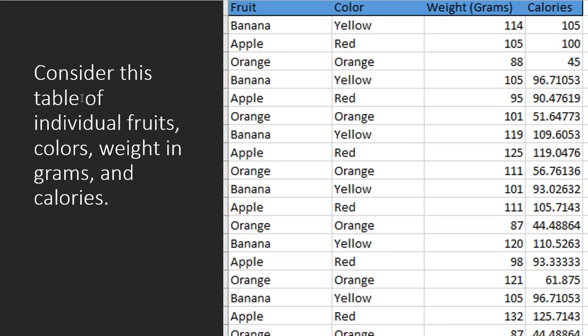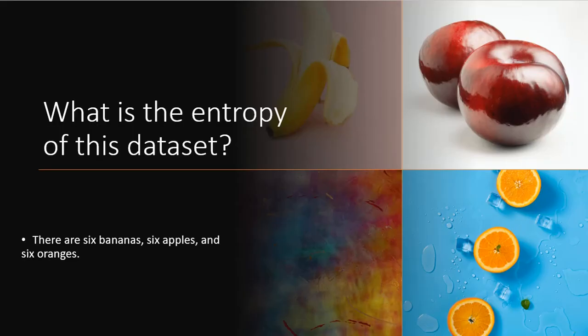So this table of individual fruits has colors, weight in grams, and calories. So here are the fruit, and we see that we have bananas, apples, and oranges. And we have a column of weight in grams and calories. So the question that we're going to ask is, what is the entropy of this data set?